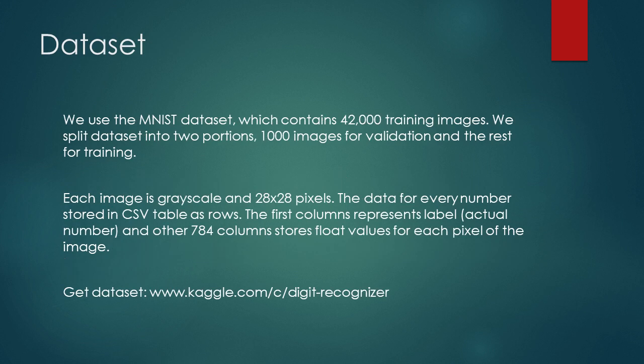We use the NIST dataset, which contains 42,000 training images. We split the dataset into two portions, 1,000 images for validation and the rest for training. Each image is grayscale and 28 x 28 pixels. The data for every number is stored in a CSV table as rows. The first column represents the label, the actual number, and the other 784 columns store float values for each pixel of the image.